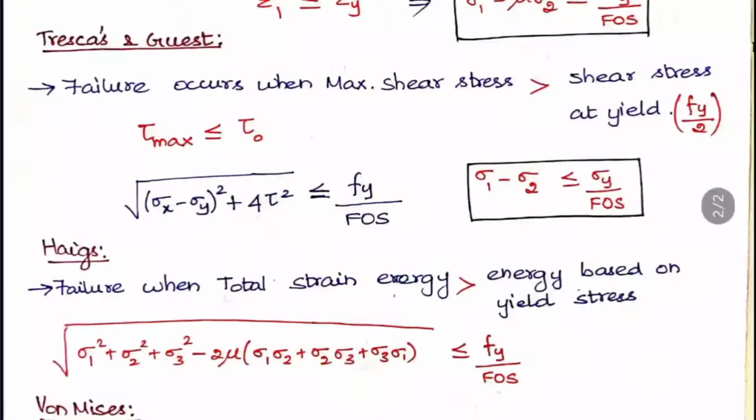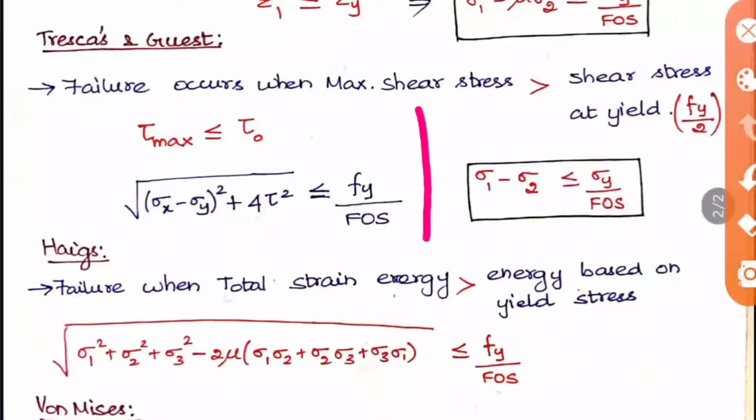Okay, so here the shape of this yield will be in a hexagonal shape, so it will be like this. Okay, so it will be like this. So it is in a hexagonal shape.